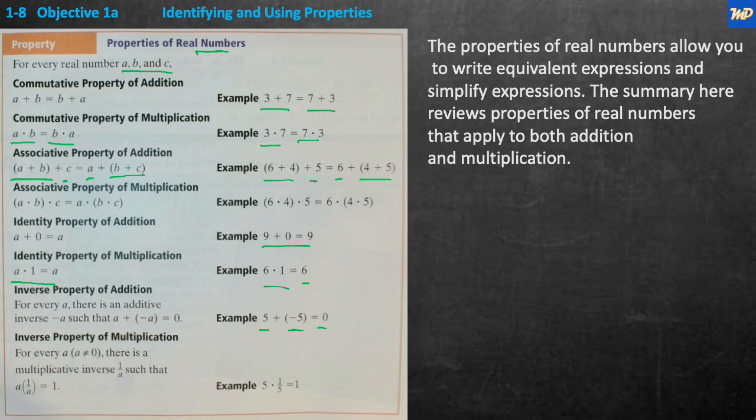So what's the multiplicative inverse of 1 over a? It's a. You just flip it over, right? Flip it over. So it says here that a times 1 over a is equal to 1. And here it is again in the example. 5 times 1/5 is 1. Because when you multiply fractions, 5 is a fraction, right? So 5 times 1 over 1 times 5. 5 over 5 is 1.